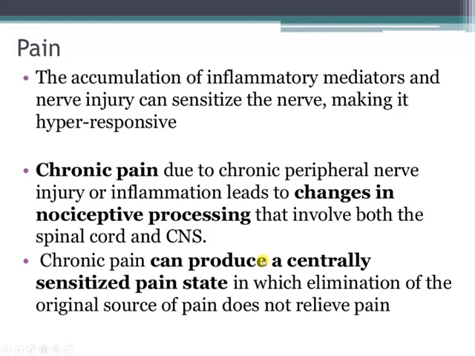The accumulation of inflammatory mediators and nerve injury can sensitize the nerves, making them hyper-responsive. Chronic pain due to chronic peripheral nerve injury or inflammation leads to changes in nociceptive processing that involve both the spinal cord and CNS. Chronic pain can produce a centrally sensitized pain state in which elimination of the original source of pain does not relieve pain.